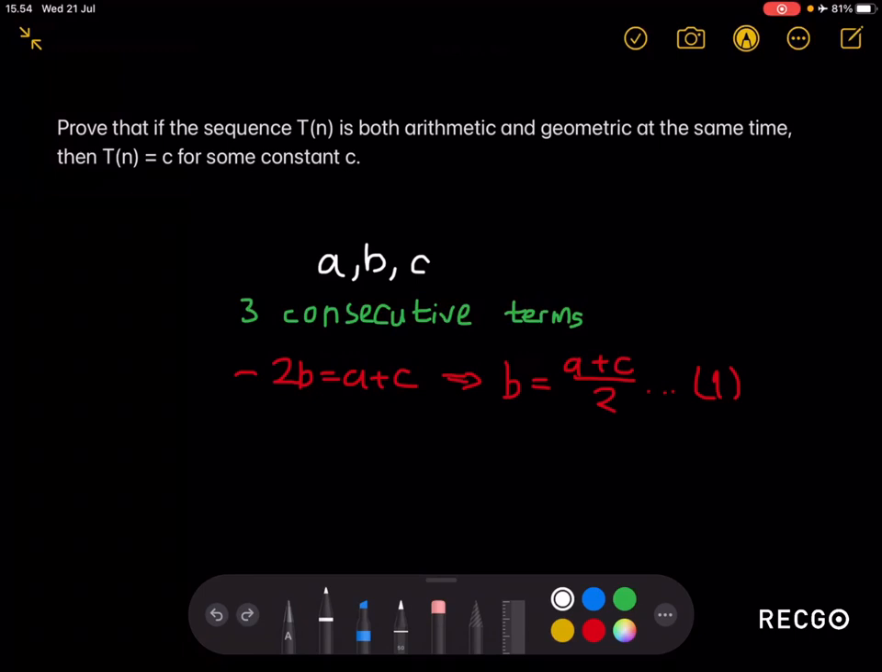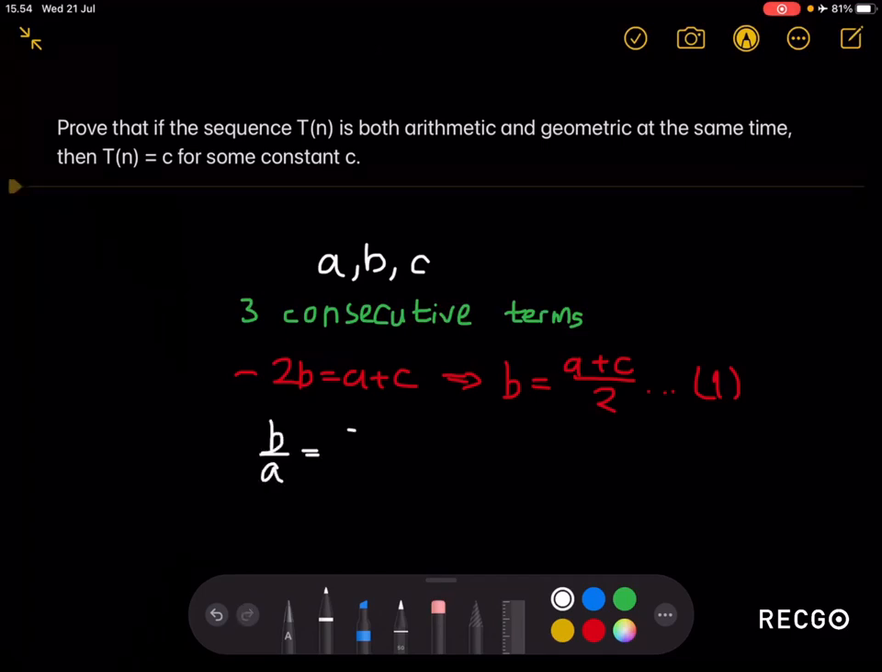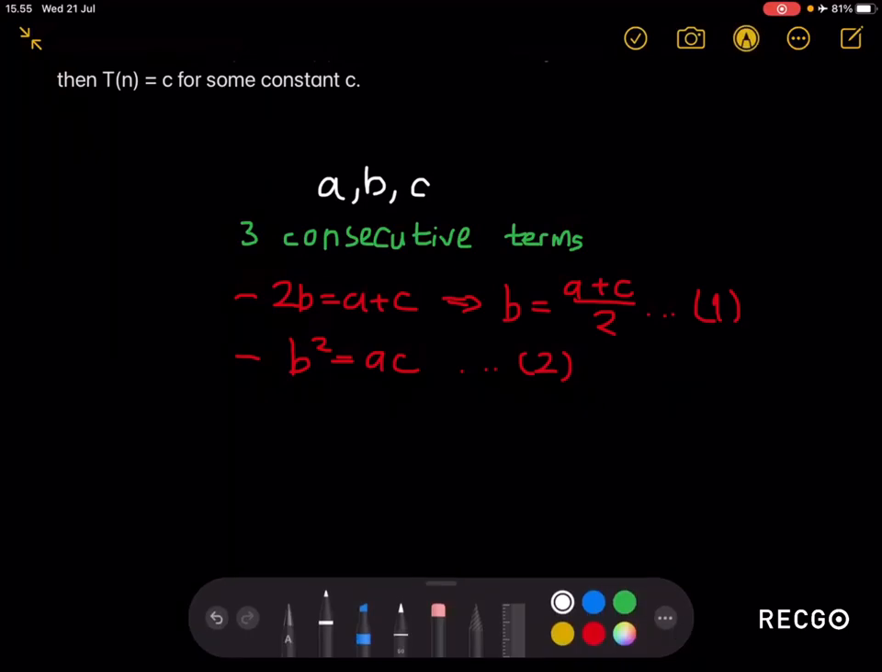And by the definition of a geometric sequence, the ratio of any two consecutive terms must be a constant. Or in other words, B over A is equal to C over B, which implies that B squared must be equal to A times C. Okay, now we have two equations.